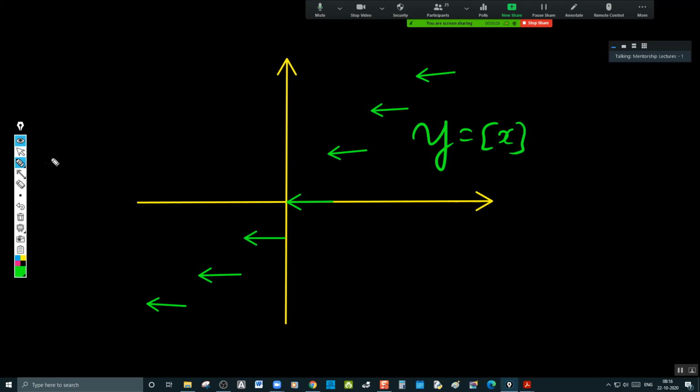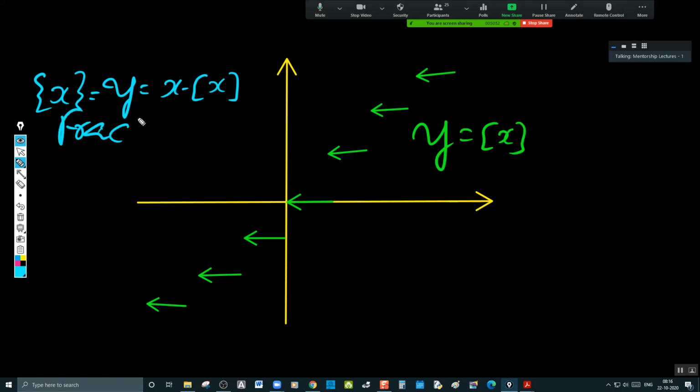Okay, now if you want to understand the fractional part of x, y is equal to x minus step x, please. It is denoted by flower brackets x. Flower brackets x is nothing but fractional part of x. It accepts only the fractional part of the given value. It is exactly opposite to greatest integer function. This is greatest integer or integral part.